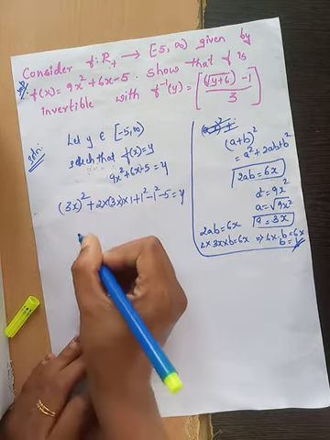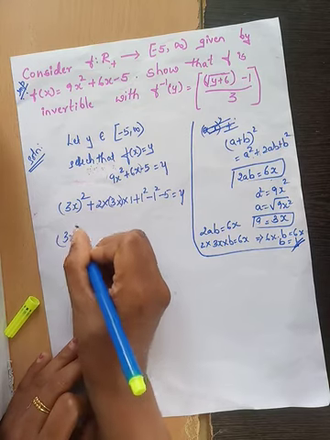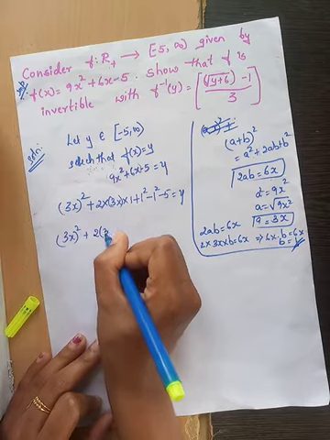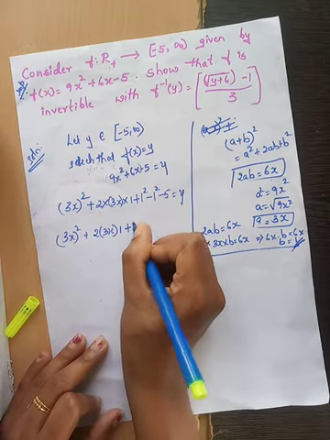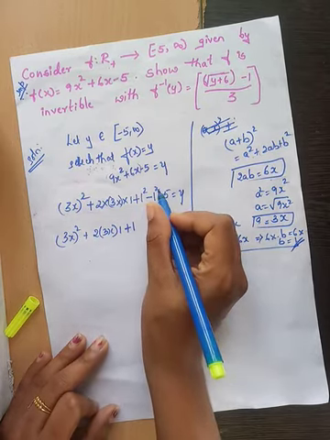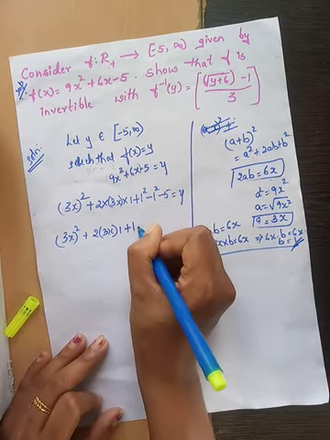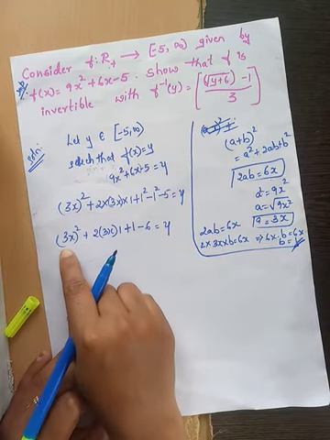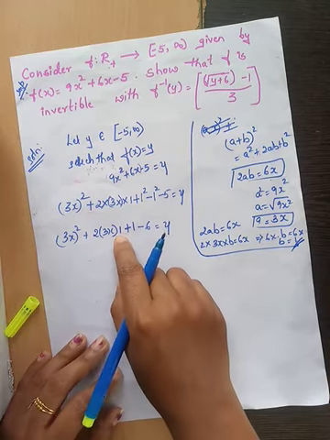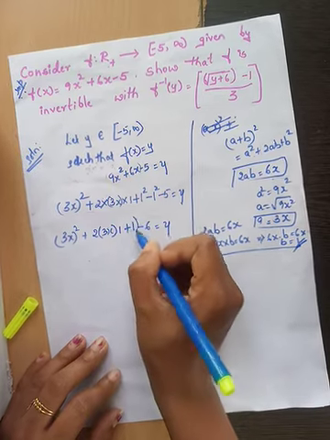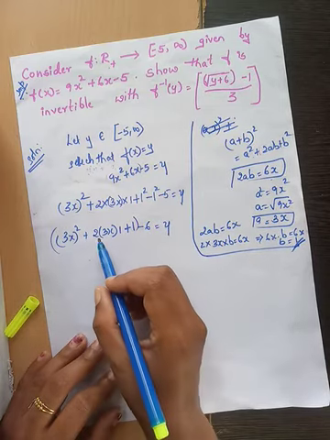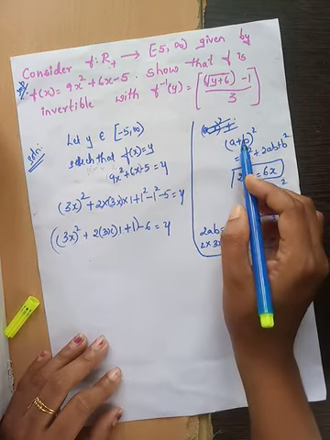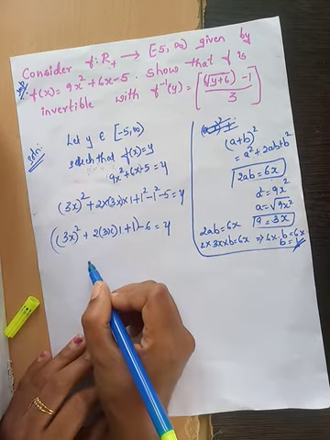So, now what happens? It is (3x) whole square plus 2 into 3x into 1 plus 1 minus 1 square is minus 1, minus 1 minus 5 is minus 6 is equal to y. So, now we know that 3x square plus 2 into 3x into 1 plus 1 is nothing but, this is in the form a square plus 2ab plus b square. What is a square plus 2ab plus b square? It is (a plus b) whole square.